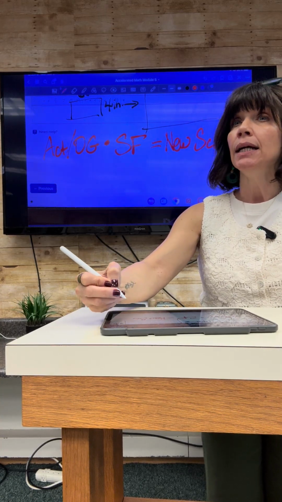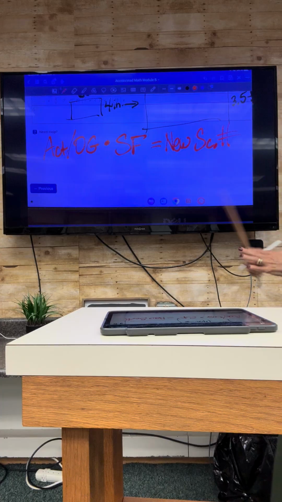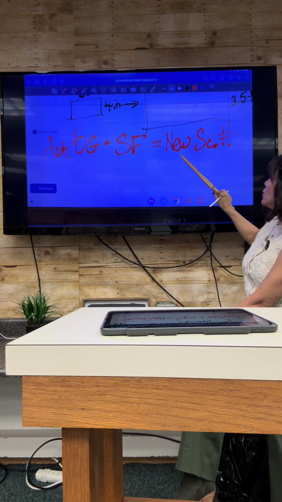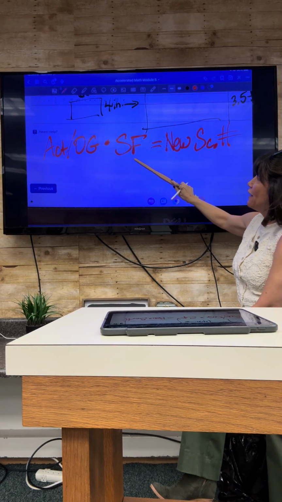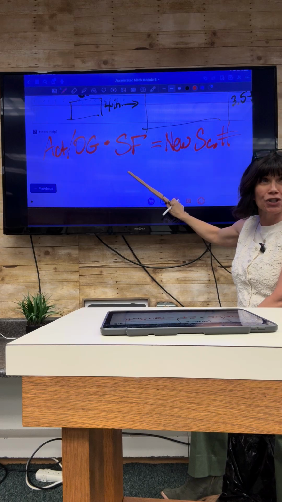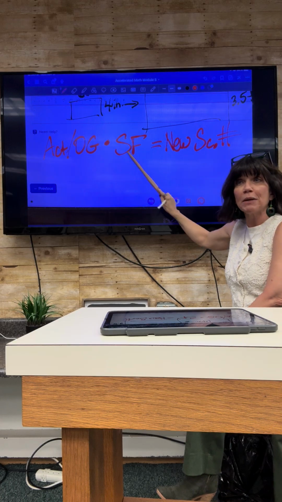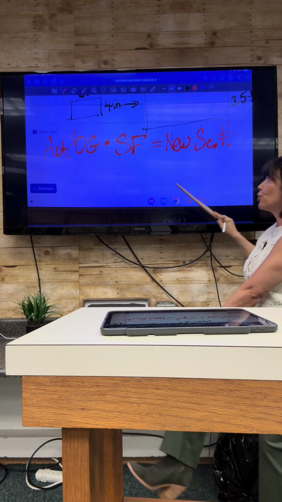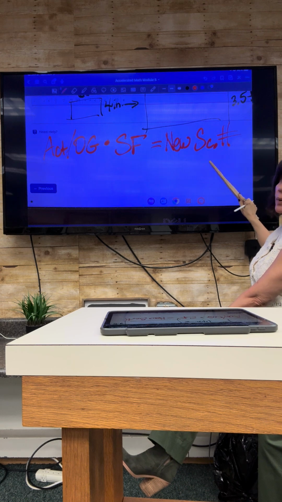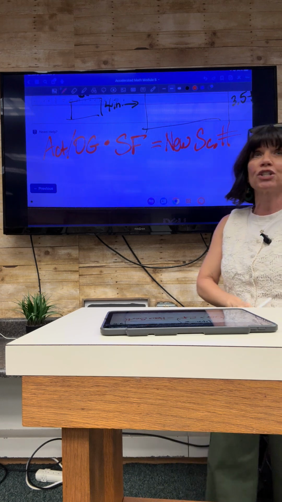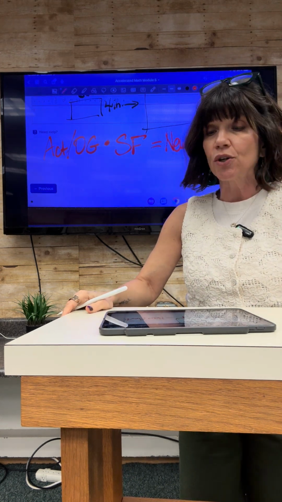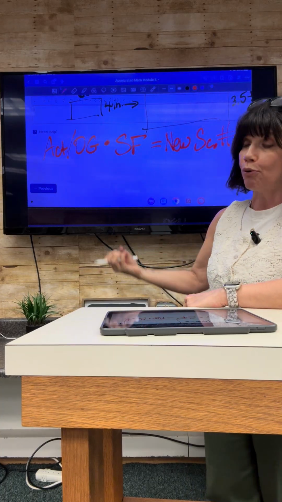scaled number. Guys, important to remember, I heard someone accidentally say new scale factor. The scale factor has to be a factor. Remember that factors are numbers being multiplied, right? So your new scaled number is always going to be your what? What's the answer to a multiplication? Product. It's always going to be your new scaled number or your product.